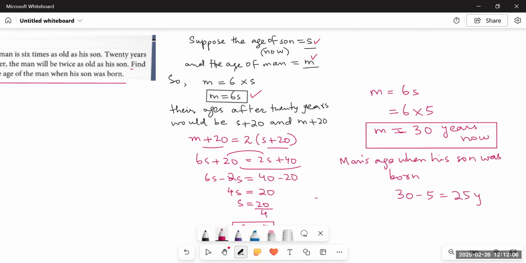It means when the man was 25 years old, his son was born. So after 5 years, he became 30 years old and his son became 5 years old. And if he is 30 years old right now, after 20 years, the man would be 50 years old and his son would be 5 plus 20, 25 years old. And you can check that after 20 years, the man's age would be double that of his son's age, because his son would be 25 and he would be 50, which is the double of 25. So this is how you can check if you have got the correct answers.